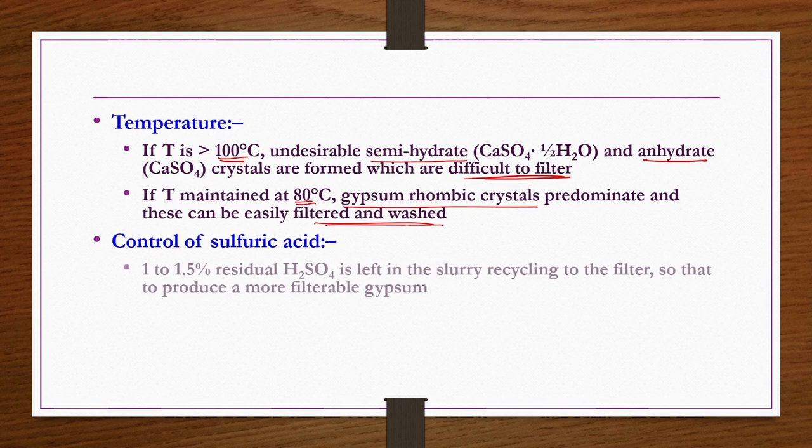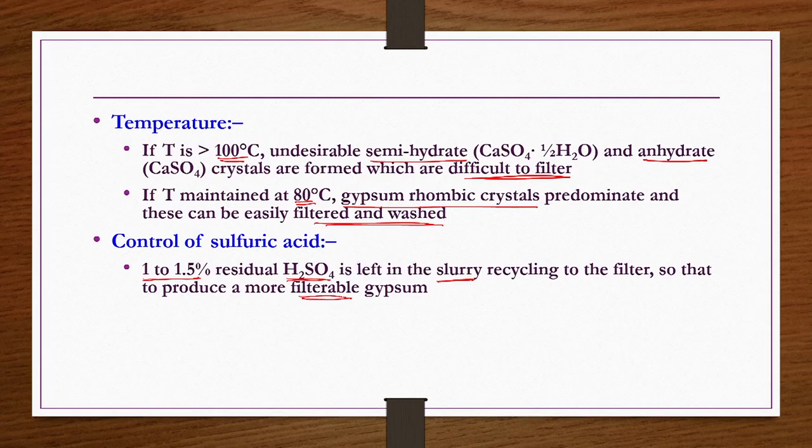Control of sulfuric acid. Actually, if you have 1 to 1.5% sulfuric acid in the slurry, it has been found to be good for the filtration process. If you have 1 to 1.5% unreacted sulfuric acid in the slurry of phosphoric acid and gypsum, it is going to be advantageous. How is it advantageous? It makes filtration of gypsum easier.